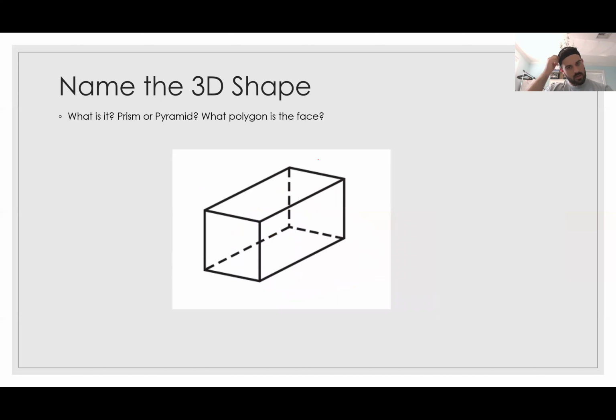Let's look over here. Here we have a shape. We need to identify the faces. Here we have one face, and then on the other side, we have the exact same face. So if it has two faces, we know it's not a pyramid, because a pyramid has one base and the sides meet at the top at one vertex. This is considered a prism because a prism has two faces that are congruent. So here it is a prism.